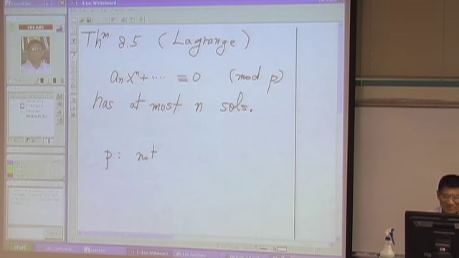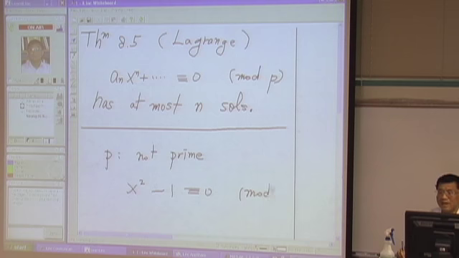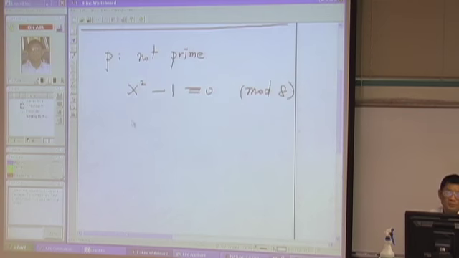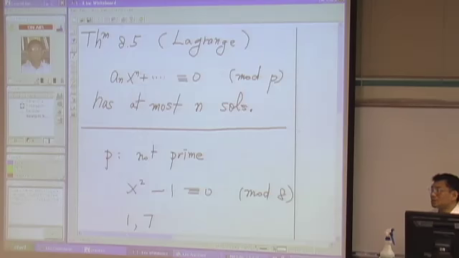So this is the end of the theorem. If P is not prime, then there can be more solutions. For instance, I want to find the solutions to this kind of equation, mod 8. So 8 is not prime, right? Then, for instance, 1 is a solution, and also 7 is a solution. By the Lagrange theorem, there should be 2 solutions. Is it true or not?